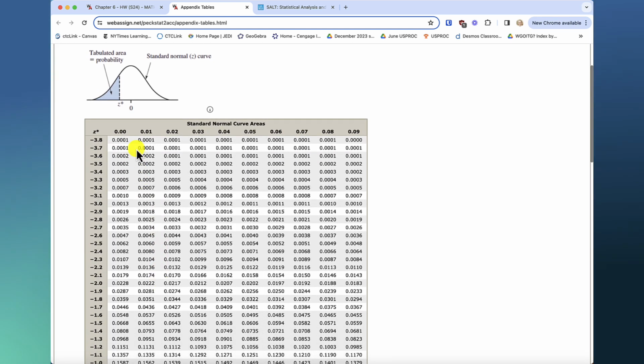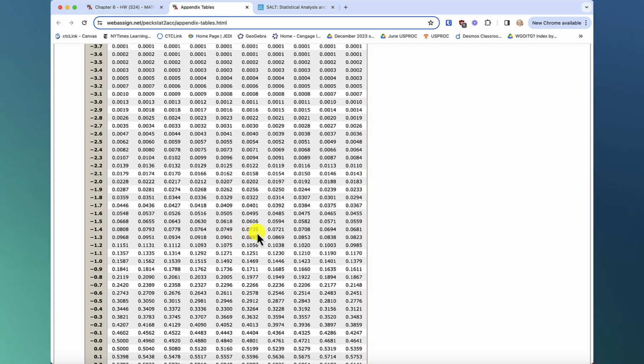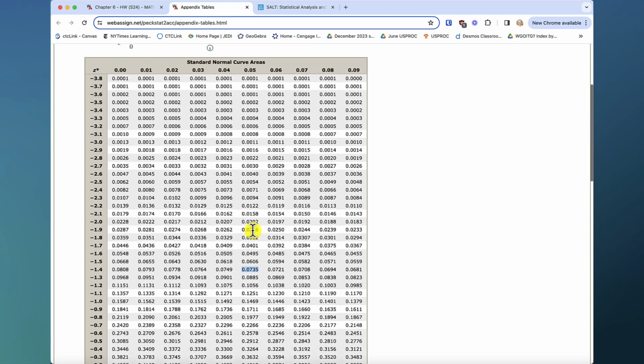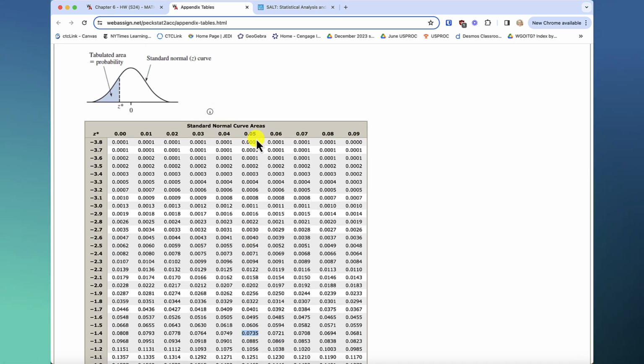And you could find your z-score and find a second decimal place and find a number that is the area to the left of that z value on the curve. So 0.0735 area is to the left of a z value, negative 1.45, which is kind of clunky, and that's the way you would do this if you didn't have a calculator around.